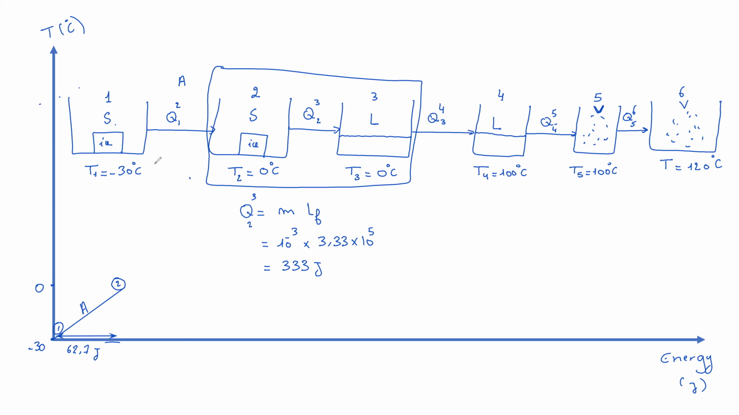As you see, the temperature doesn't change, so we pass from state 2 to state 3 with the same temperature. T is constant, equals to 0. And the energy added equals to 333 joule.